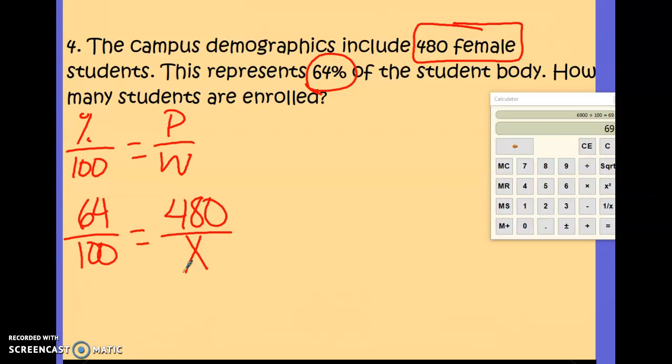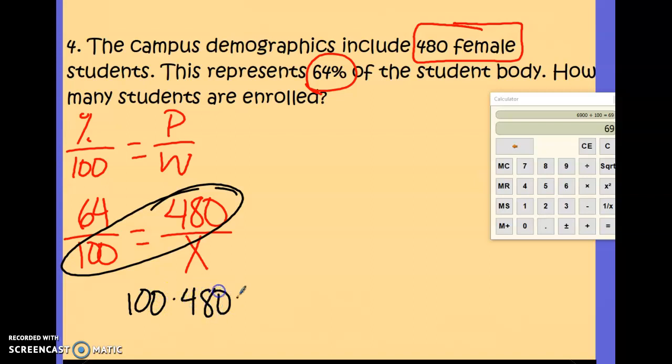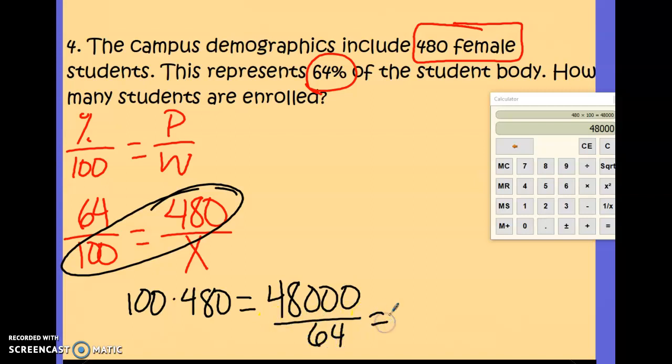Then we cross multiply 100 times 480, so 480 times 100 is 48,000. I'm going to take that and divide by 64, and I get 750 students enrolled.